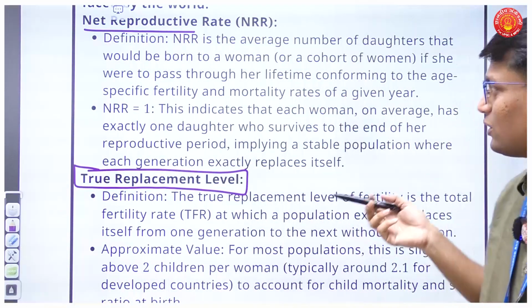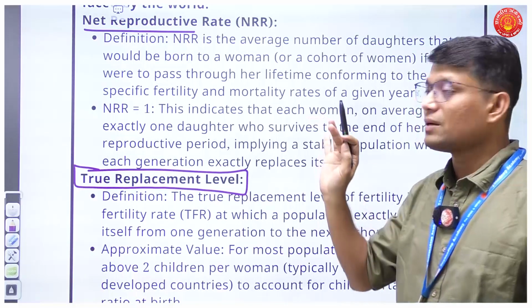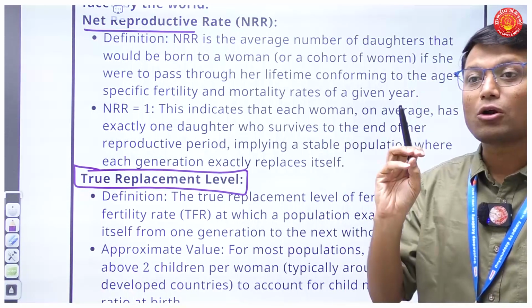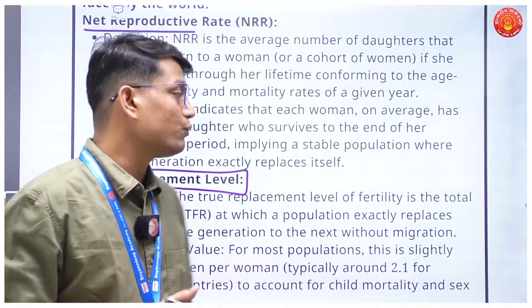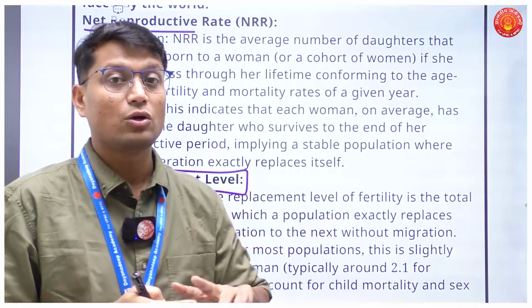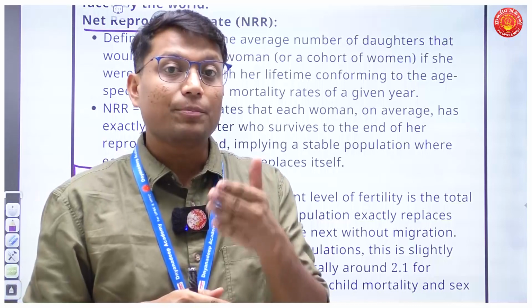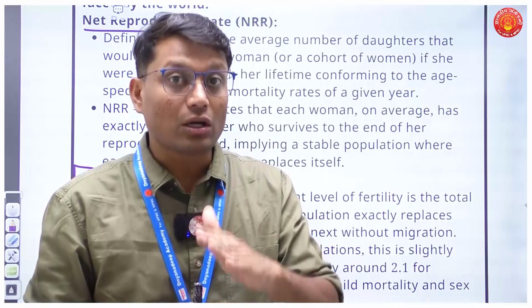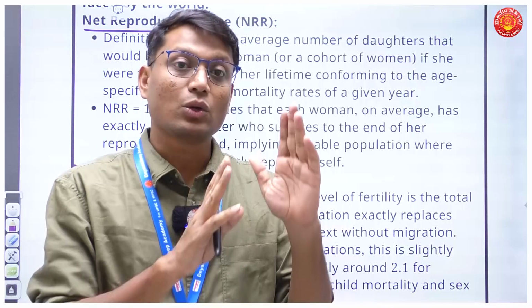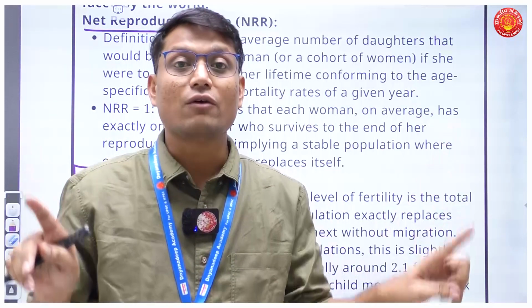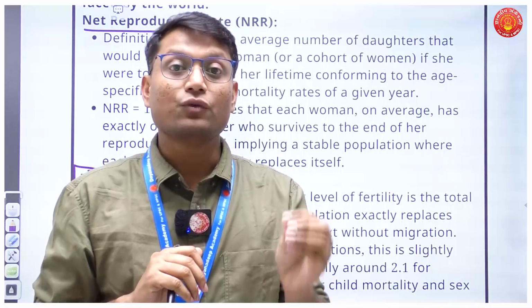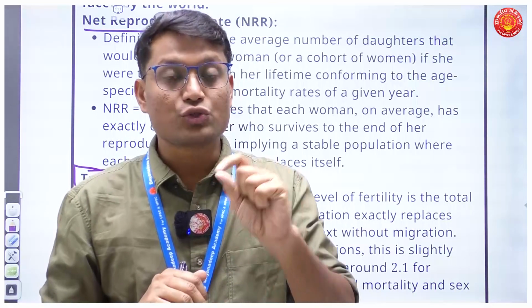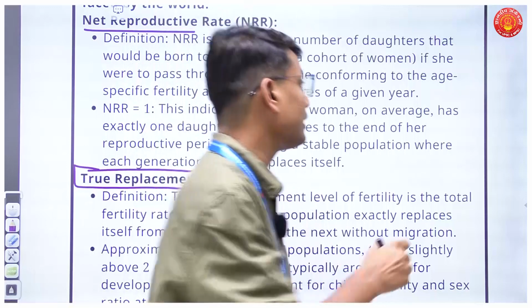Now, if we go into the concept simply, when it comes to net reproductive rate, it is the number of daughters which are born to a woman. Fine. And when it comes to fertility rate, there are two rates. Net reproductive rate is the number of daughters which are born to a particular woman in the whole of her reproductive life. Fine.